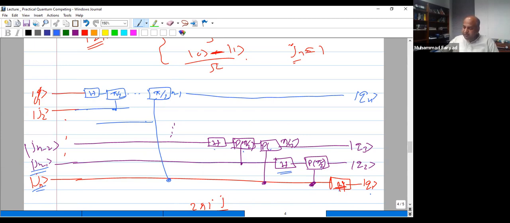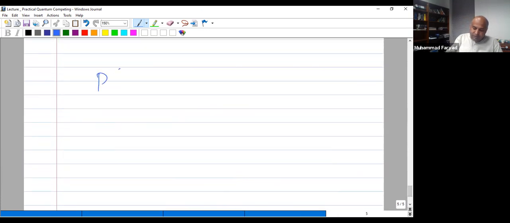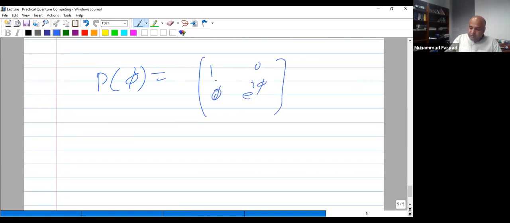So a phase gate is something like this, which we can easily see from here. So a phase gate of arbitrary phase phi is 1, exponential iota phi, 0, because to the 0 state it does nothing, and to the 1 state it adds this phase exponential iota phi. So in hardware, implementing this phase gate is a really very simple thing. You just have to send a pulse with a particular phase to add this phase.